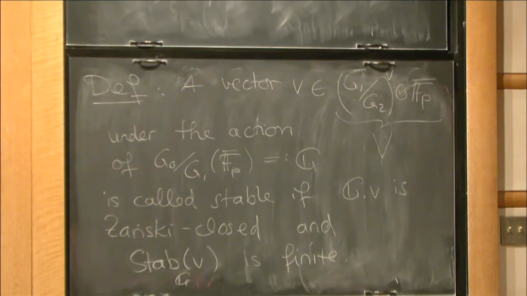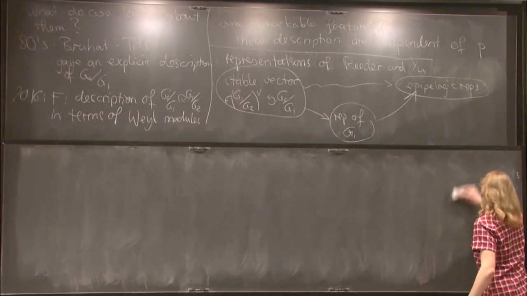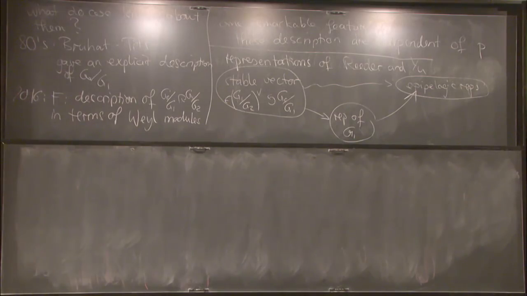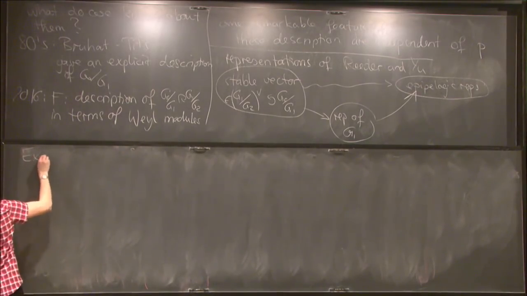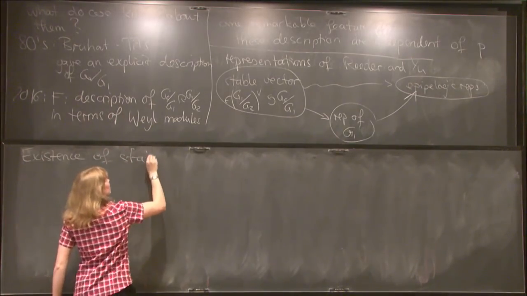All right. So that's an example of stable vectors. So that means by this construction up there, all we need to get epipelagic representations, these blue dots up there, are the stable vectors. We have seen one example, and the question is, do there exist more of these stable vectors? So the question is, what about the existence of stable vectors?